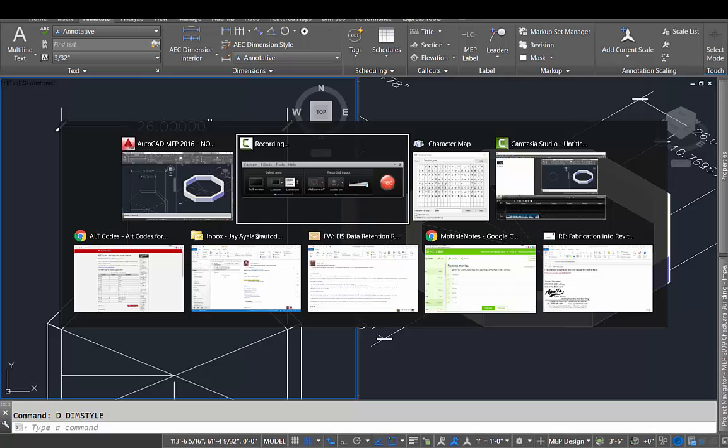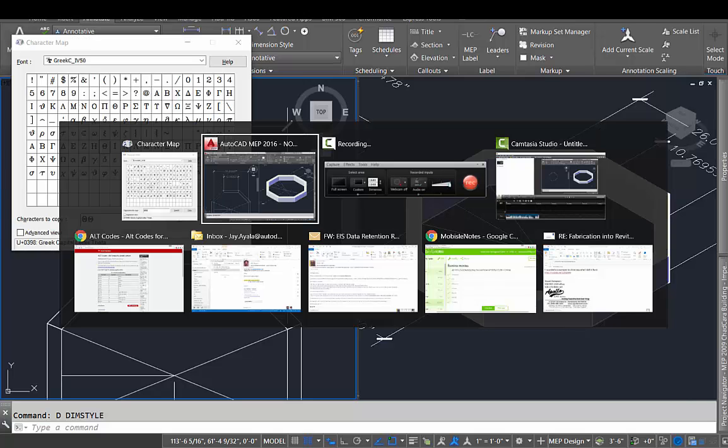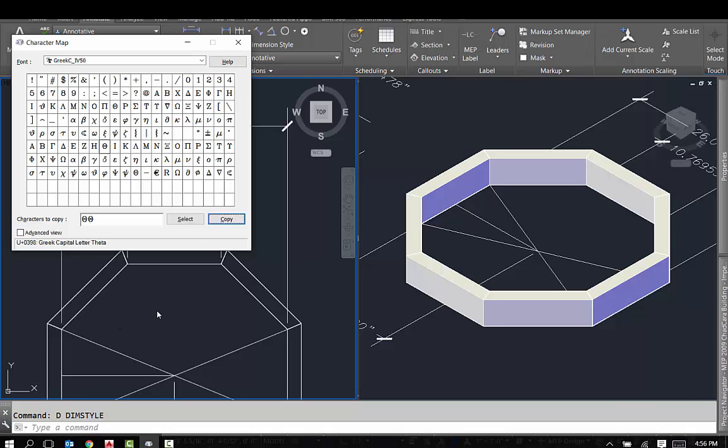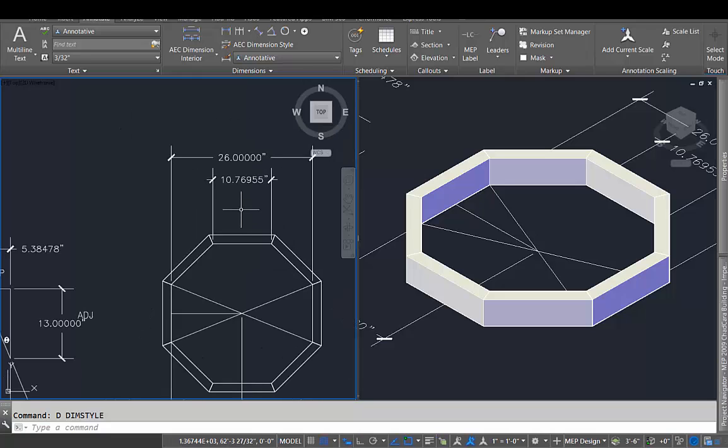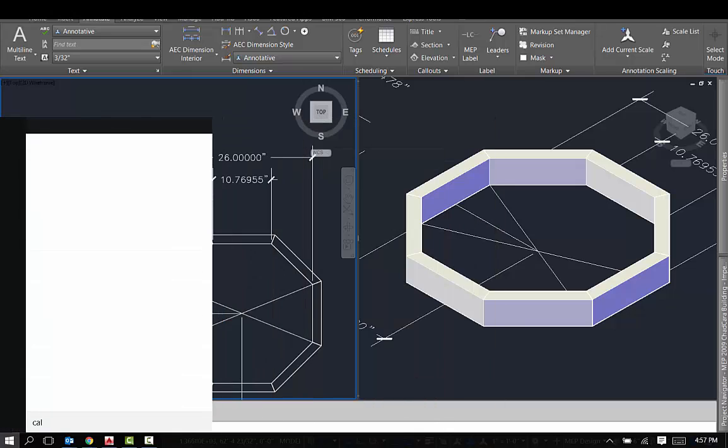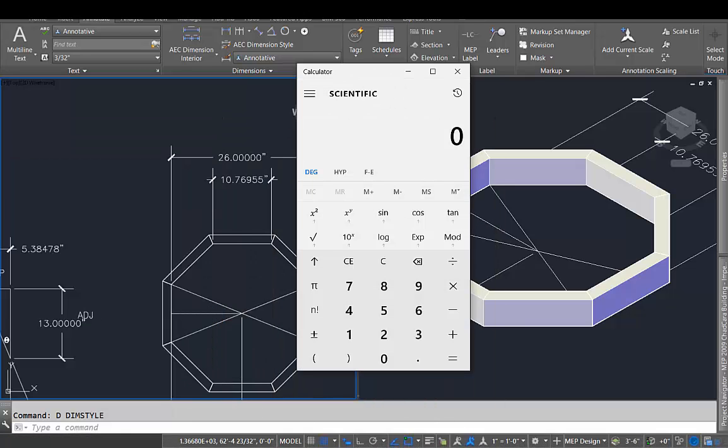When I double check that, oops, I want to get my calculator. Did I close it? I did close it. When I double check that number and I do the math, you'll see that it is exactly the same number. All right, so it's 5.38478 times 2 equals, and you'll see that it is the exact same number, just rounded to 5 digits.